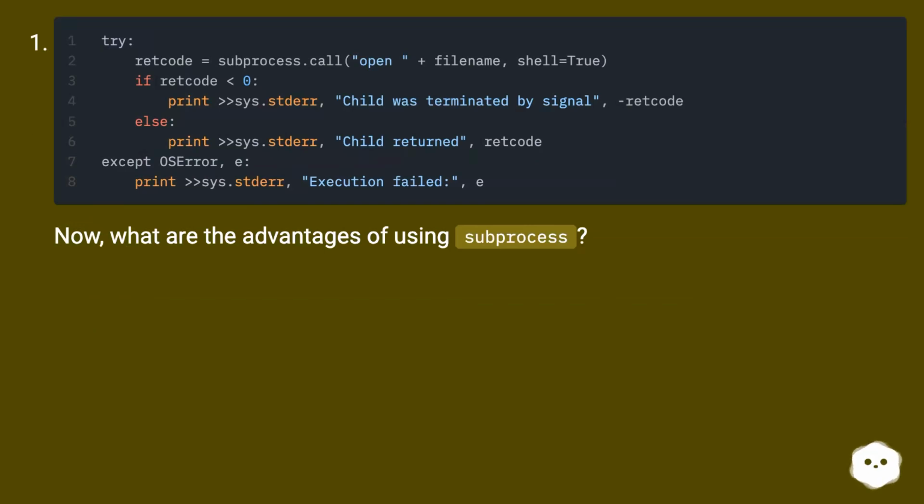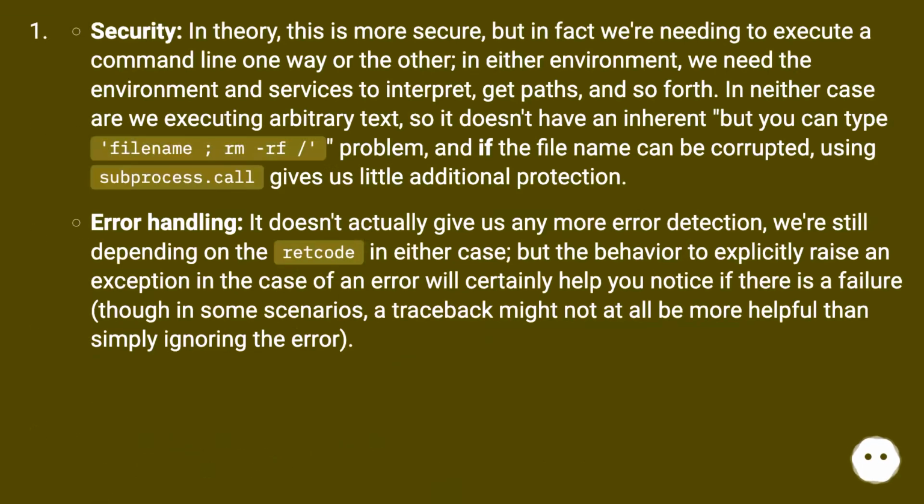Now, what are the advantages of using subprocess? Security. In theory, this is more secure, but in fact we're needing to execute a command line one way or the other. In either environment, we need the environment and services to interpret and get paths, and so forth. In neither case are we executing arbitrary text, so there is no inherent rm -rf problem, and if the file name can be corrupted, using subprocess.call gives us little additional protection.